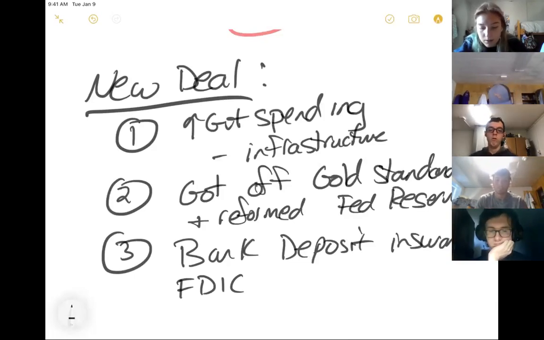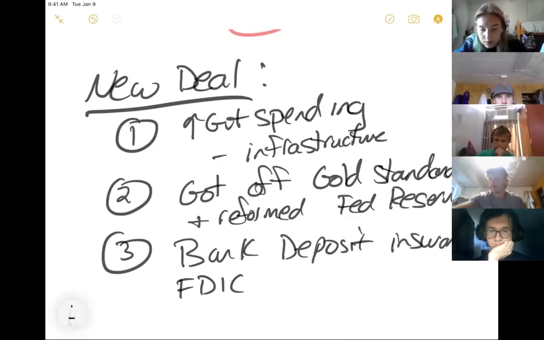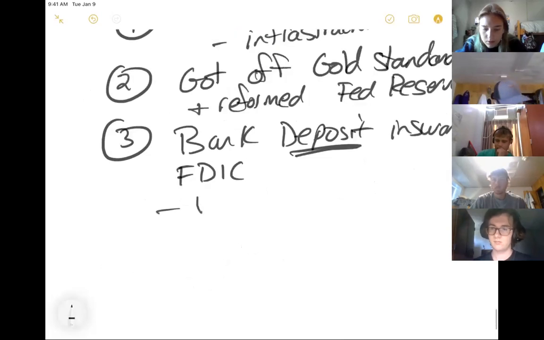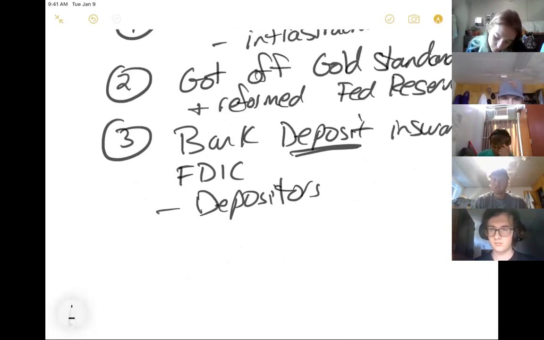What do you think, Gabe? Who gets insured under bank deposit insurance? Would it be the banks? Can banks go out of business today? Yep. Right? Banks can go out. Who gets insured? Depositors. Right? Bank deposit insurance is insurance for depositors so that they will not lose all of their wealth if a bank goes bankrupt.